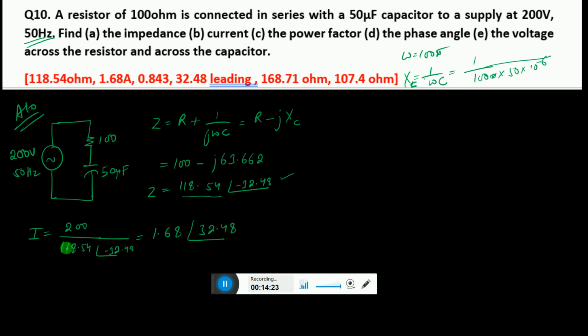Now this is what I get as the answer, this 32.48 is the reading, that is confirmed. Cos of 32.48 will give you the power factor. This is the power factor value. The current is known now and the value of the impedance is known. Now what is the value of VR and VC? These two are asked. We can easily find them, there are many ways, but let us see the phasor diagram of this.